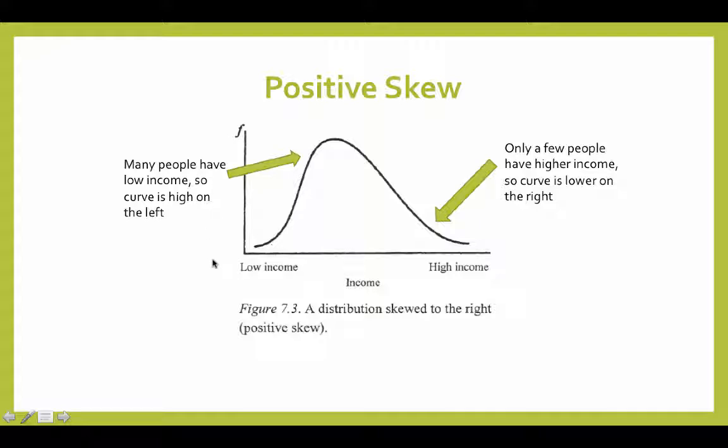Many people have a low income, so the curve is high on the left. We know in America it's not a normal distribution of income. There are more individuals in America that have a low income than those that have a high income. Only a few people have a higher income. The top 1%, 5% is going to be over here. You see this is not centered. It's off center, so it's more to the left. The average is a lot more to the left, so it's not in the middle. That is a positive skew.